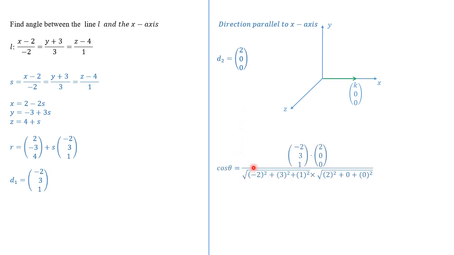So cos theta is equal to the dot product of the directions over the modulus of direction 1 times the modulus of direction 2. The dot product will give us minus 4, over the modulus, which is root 14 for this part, and root 2 for this one. Then theta is equal to arc cos of this value, which gives us 122.3 degrees. Right, so that's how you find angles between lines.